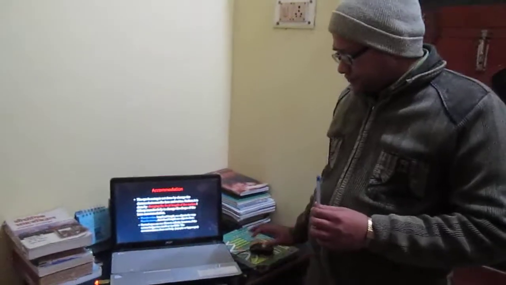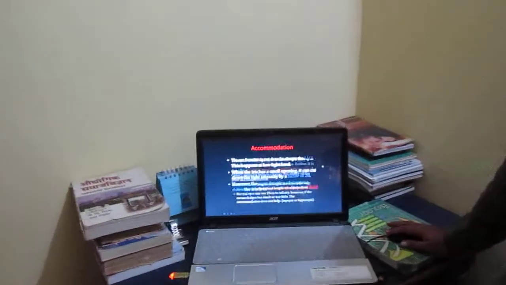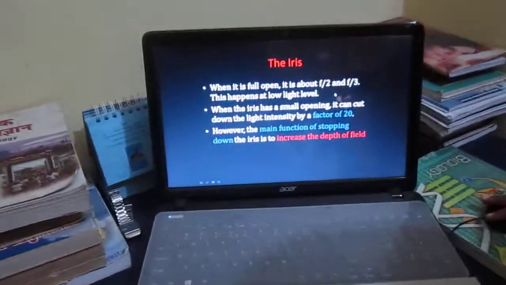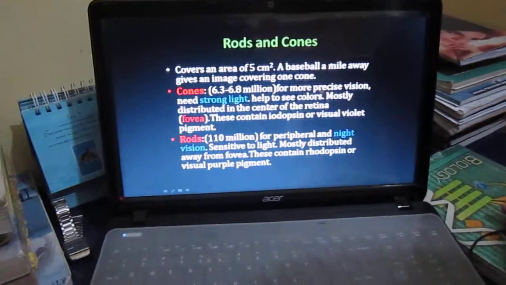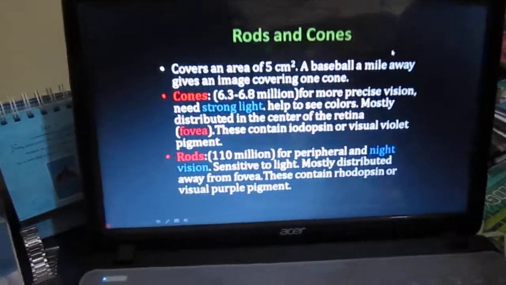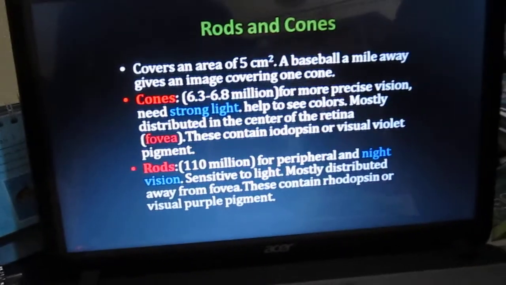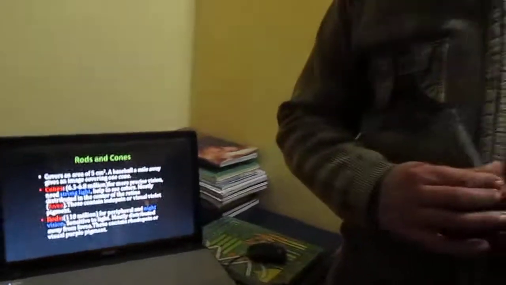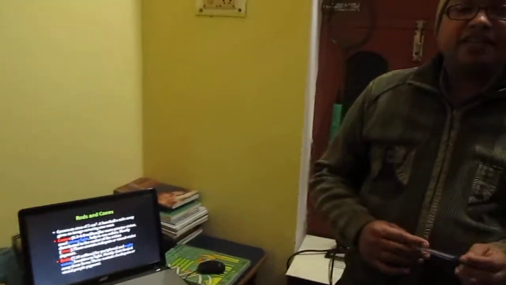Now after that, we discuss the mechanism of vision. How can we see anything? How can we see color? How can we see in the dark? How can we see in the light?